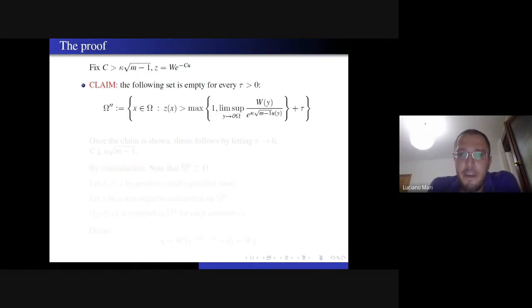And we fix a tau positive, and we want to prove that the following set, omega double prime, is empty. If we prove that this set is empty, then the thesis follows by letting tau go to 0, and then the constant going to the right constant.